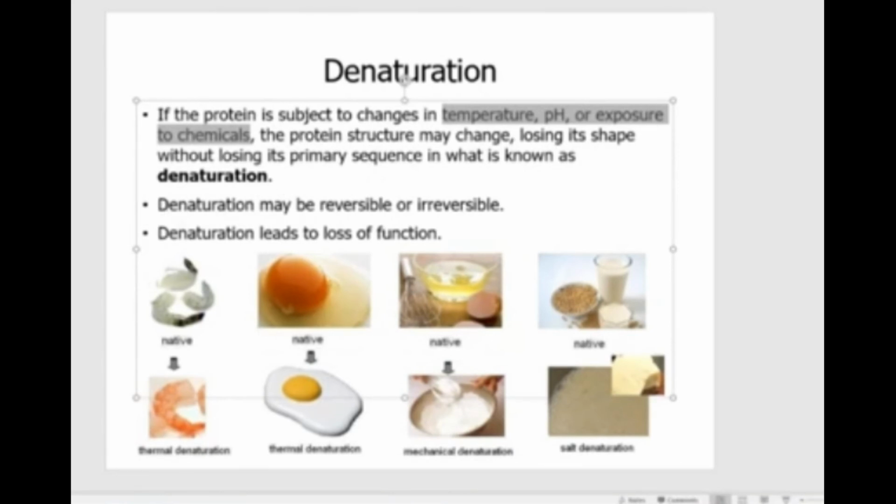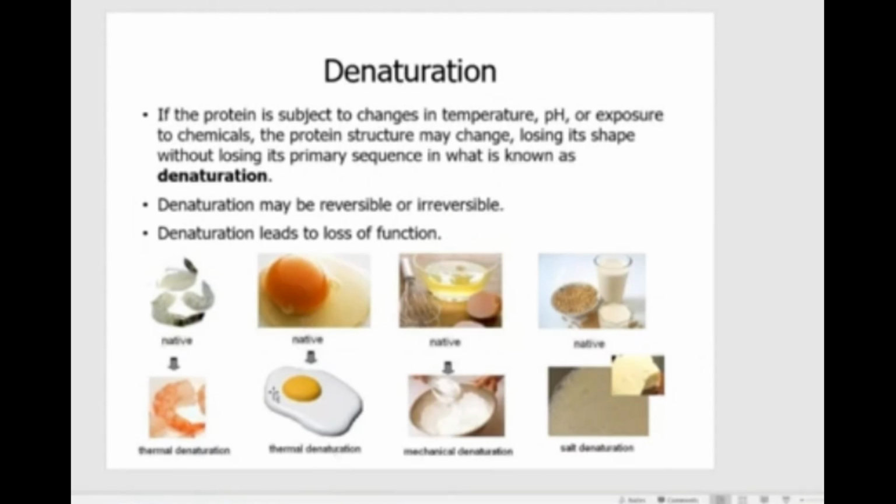Denaturation may be reversible or irreversible. If it's reversible, then the protein can go back to the normal shape, so it can still perform its functions. But if it's irreversible, then the protein pretty much just loses its function. I'm going to show you some examples of where denaturation takes place and it's irreversible.